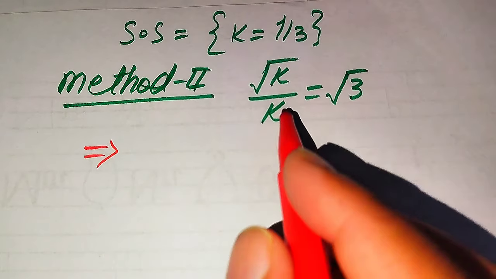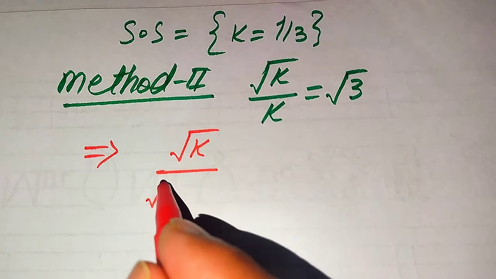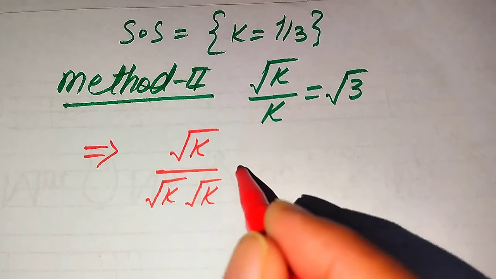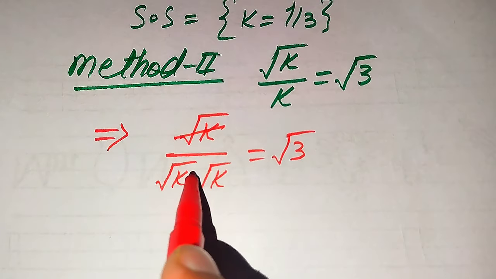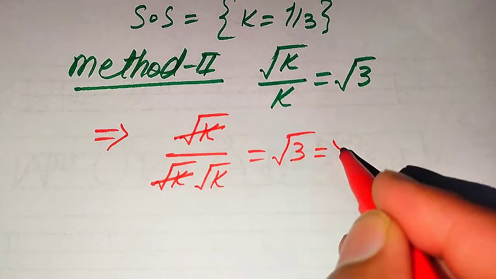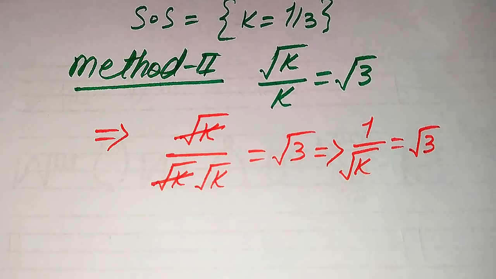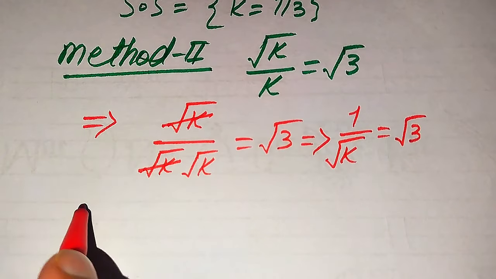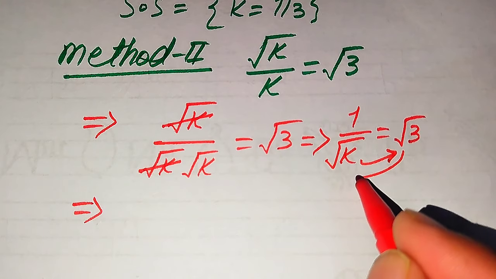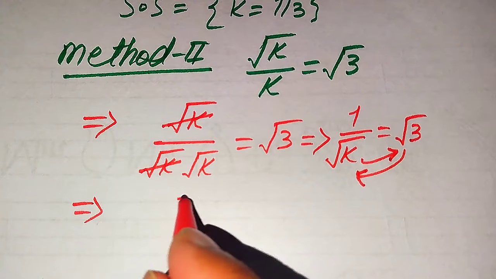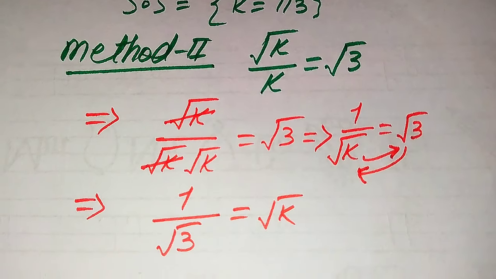So here we need to focus on the denominator term, and in the denominator we have k, and we write this k as square root of k into square root of k is equal to square root of 3. And you see here this square root of k is cancelled out by this square root of k, and the remaining values are 1 over square root of k is equal to square root of 3. So here our target is to find the value of k, so we interchange these two values. So we move the square root of k to the right hand side, and we move the square root of 3 to the left hand side, and it will be written as 1 divided by square root of 3 is equal to square root of k.